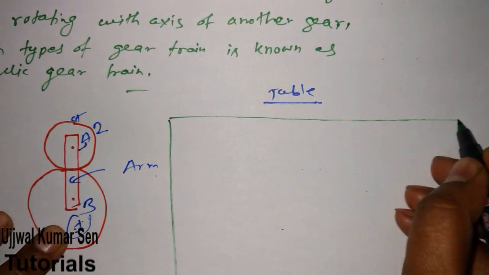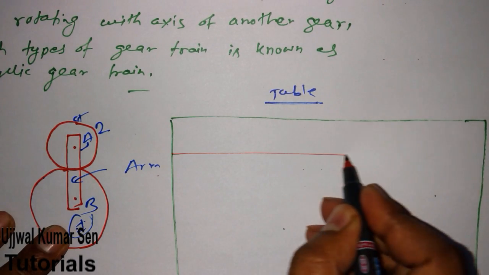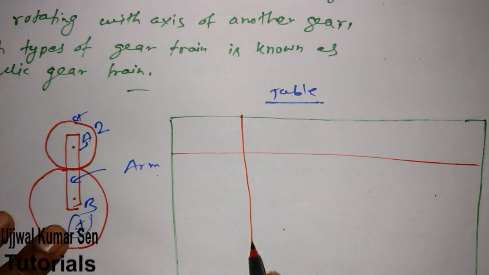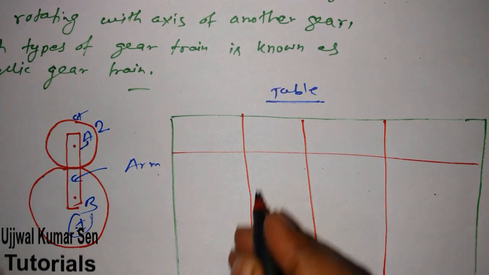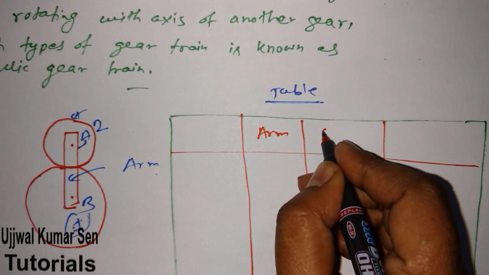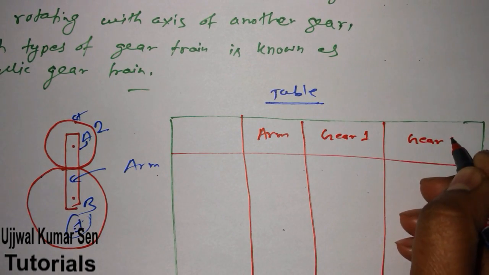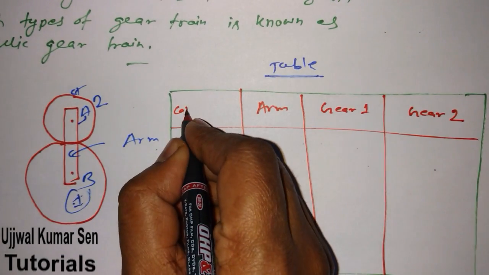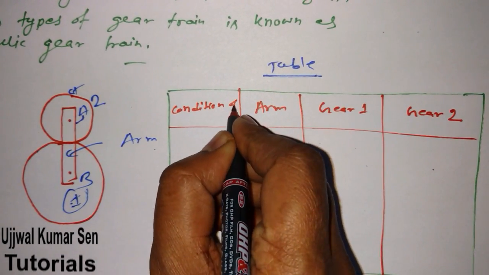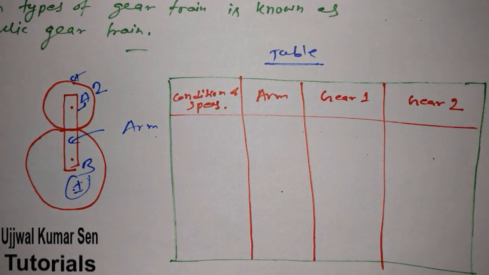So here is the table I have drawn. You can draw according to you. You don't need to use any marker, you can use a pen. So let me draw first. Okay, let's say this is arm, this is gear 1, and this is gear 2. Now here what we are exactly doing is the condition of speed. What type of speed we are giving, it is up to us how we are giving speed.